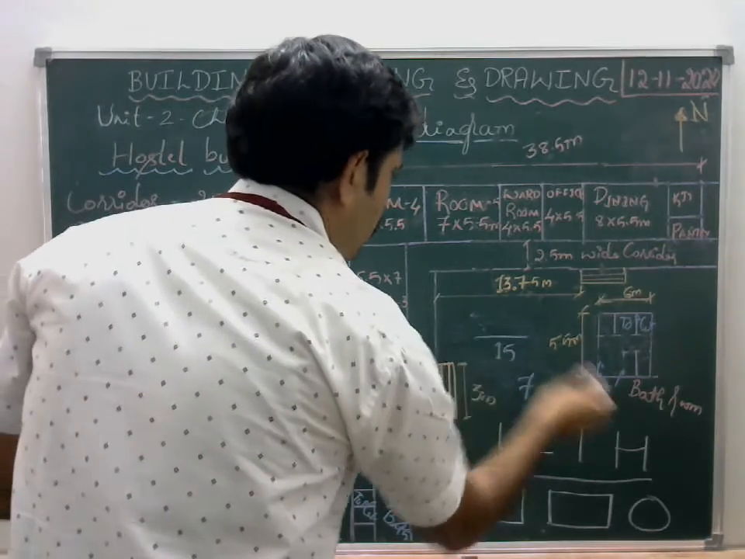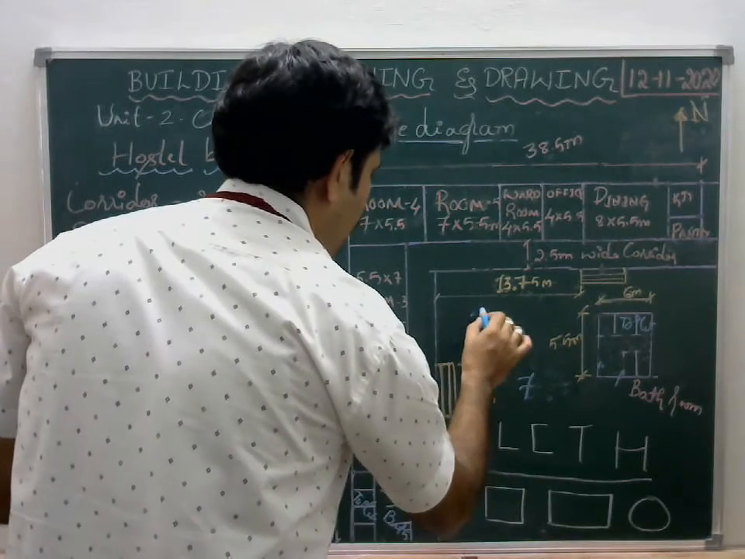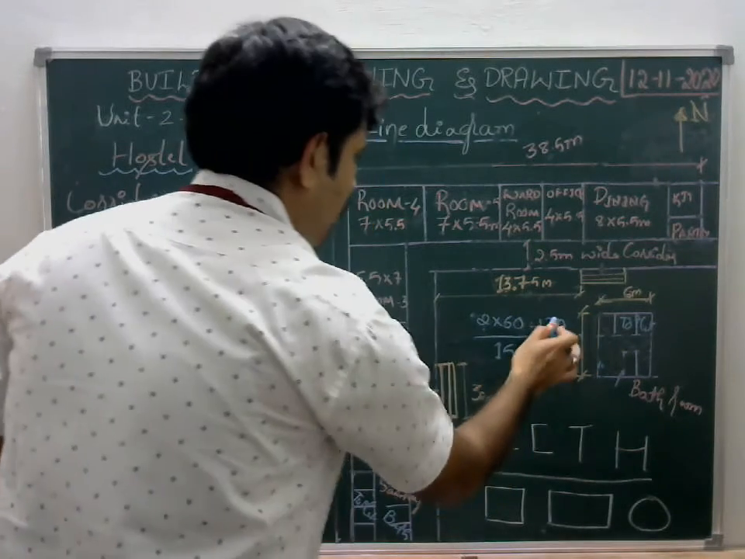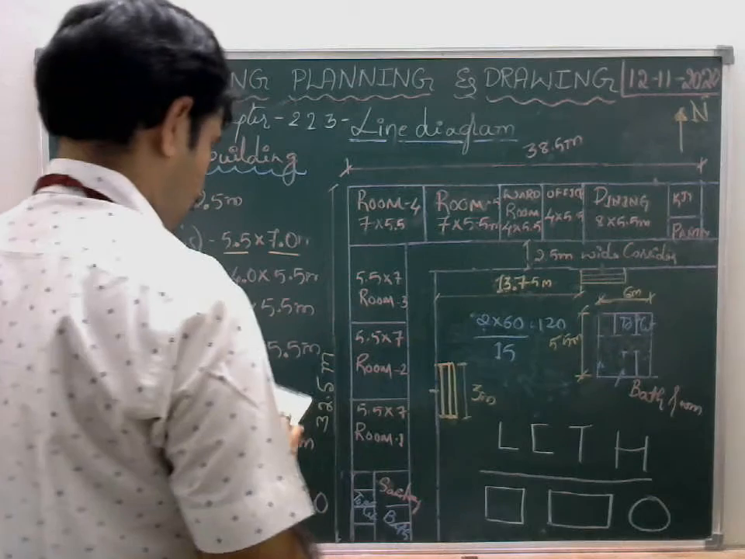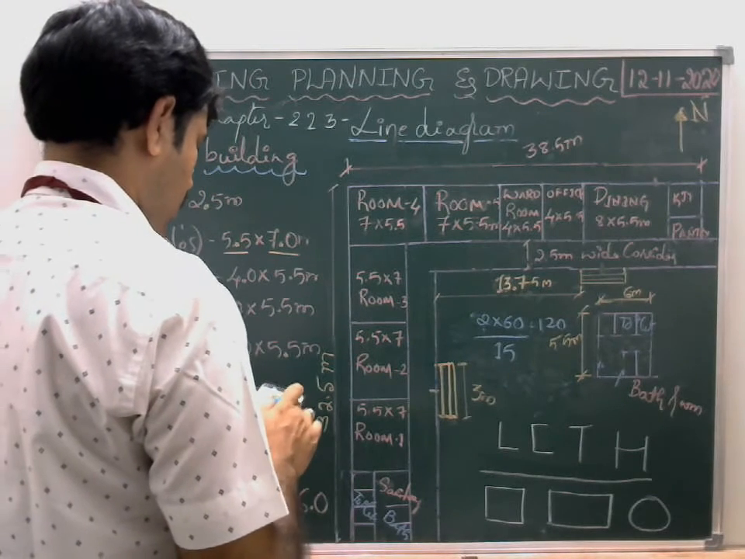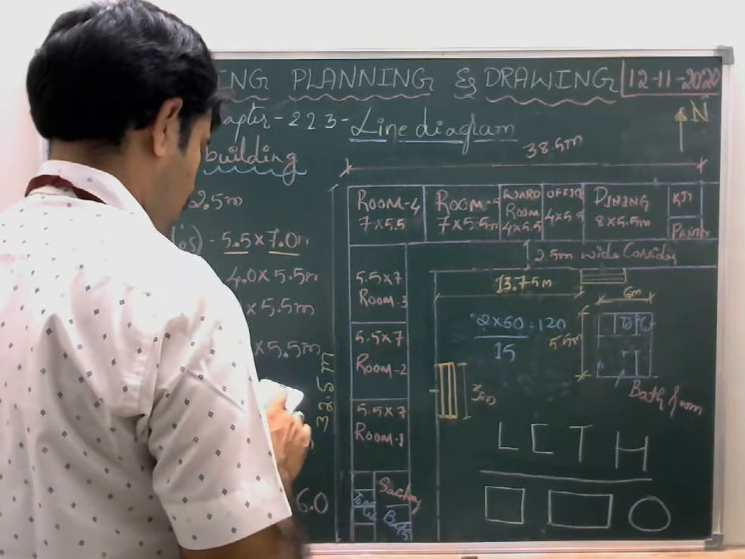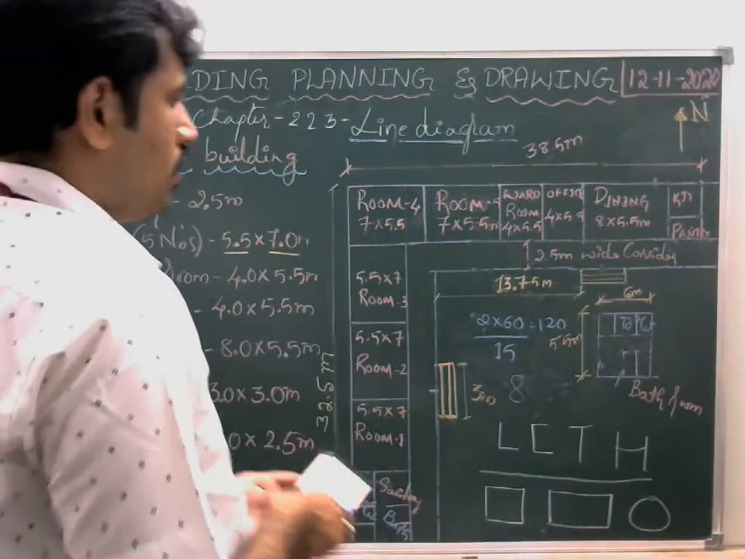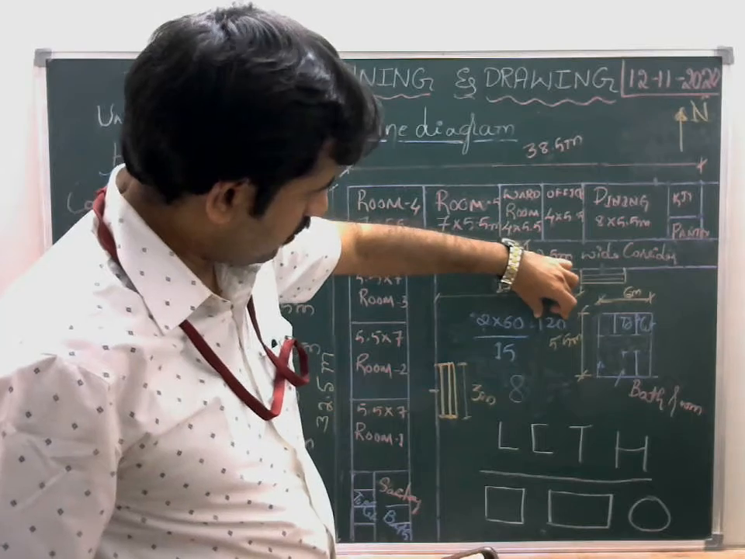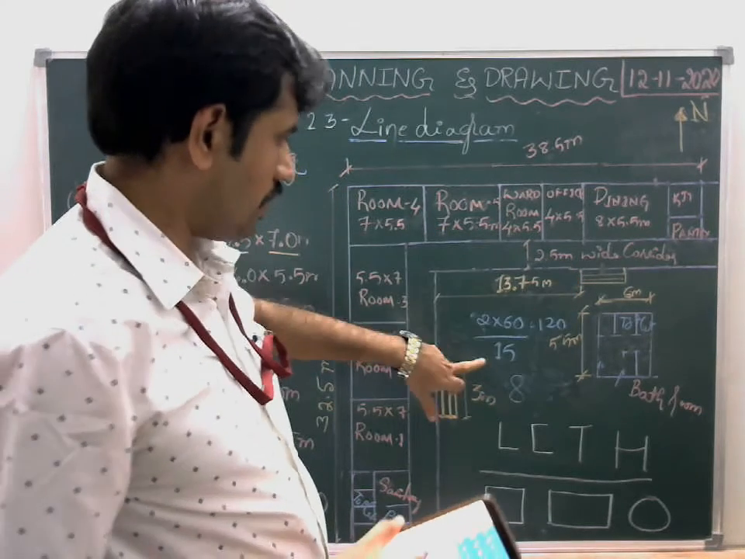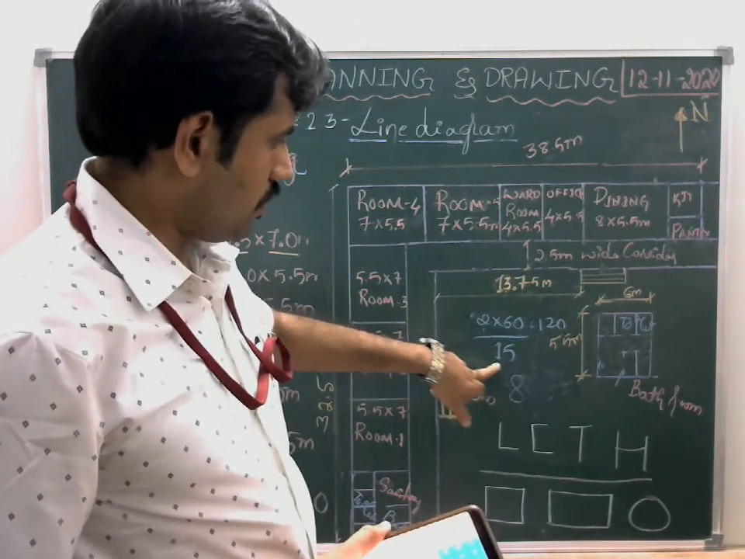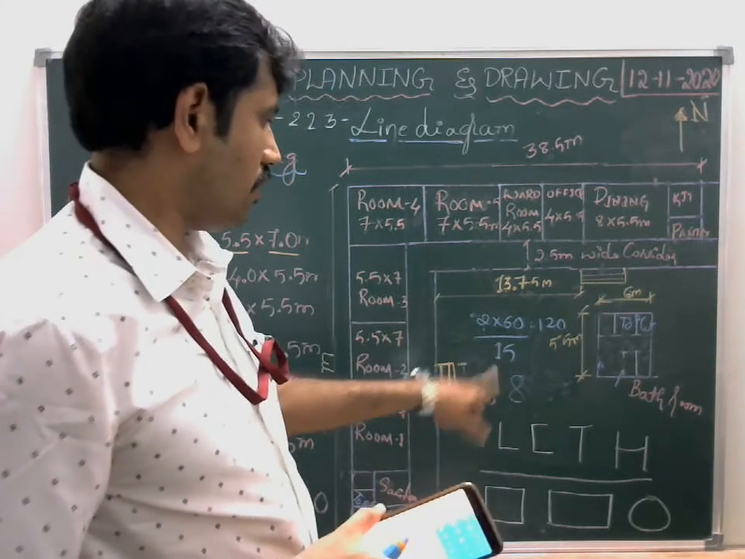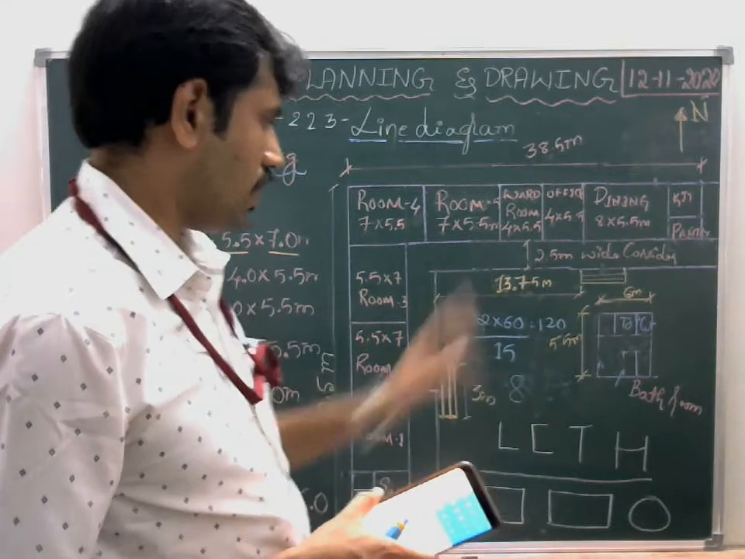No, sorry. Number of minutes, it will be 2 into 60, so 120. 120 by 15, so it will be 8. So the number of minutes divided by the minutes consumed by each person, if you divide this, it comes around 8.